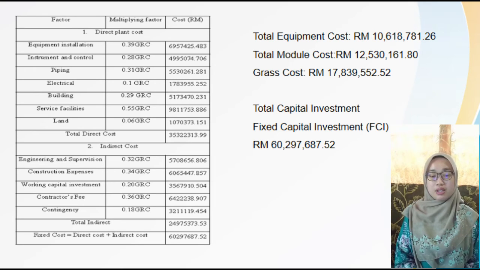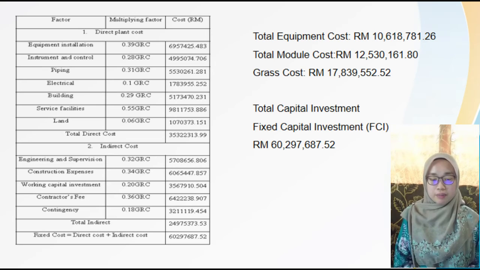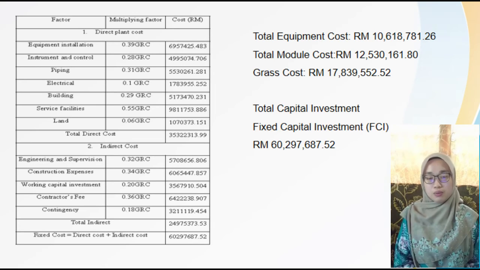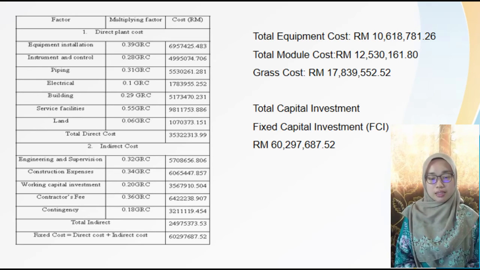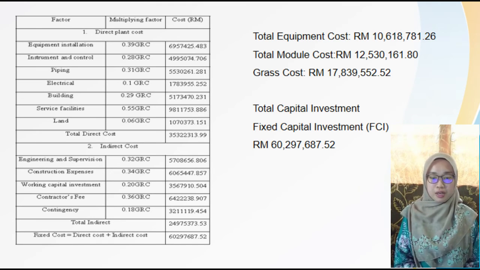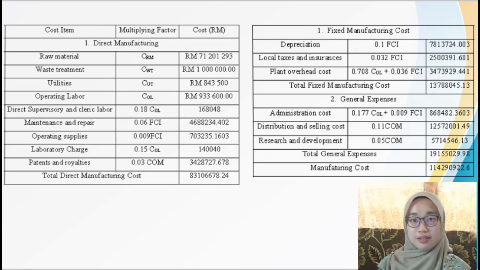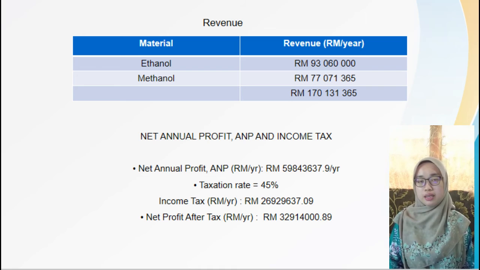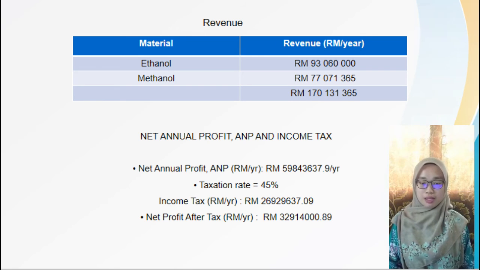From the table, the fixed cost is 60,297,687 ringgit 52 cent. Fixed costs include direct costs and indirect costs. For the manufacturing costs, to estimate the cost, it must consider the raw material, utilities, waste treatment, and operating labor. The total manufacturing cost will be 115,290,922 ringgit 60 cent. The revenue was calculated based on the value of ethanol and methanol sold.